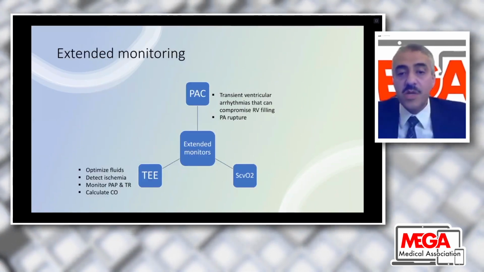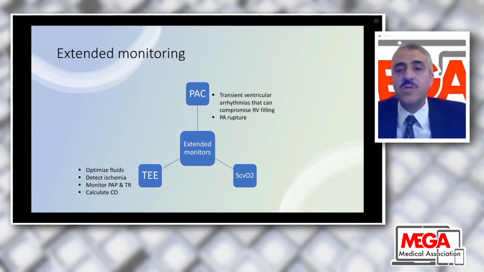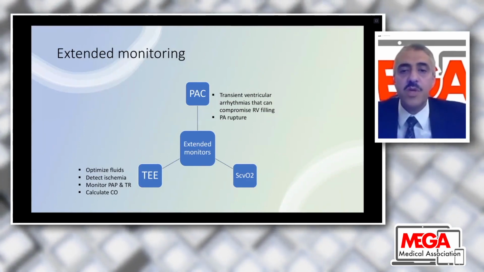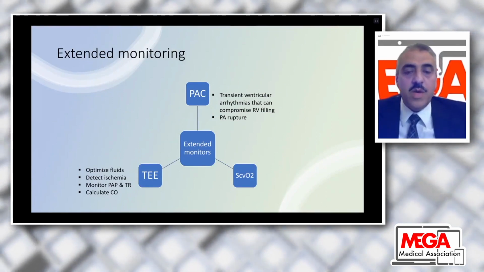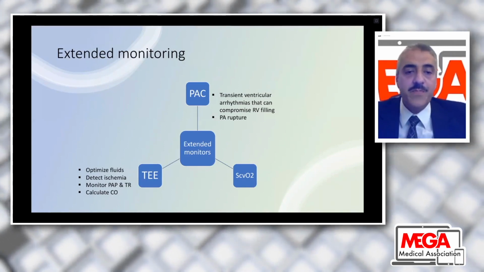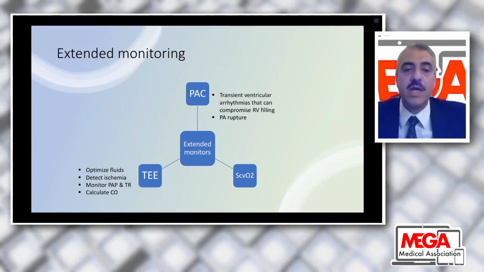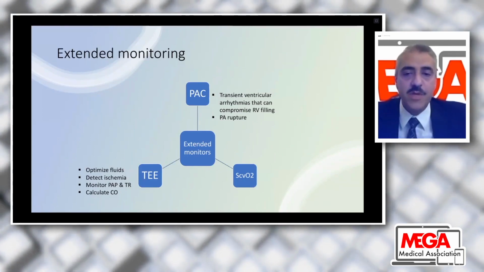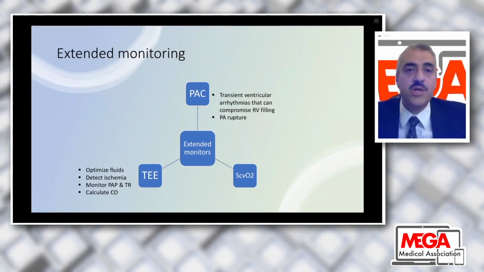And there are advanced or extended monitors like the use of pulmonary artery catheter. However, pulmonary artery catheter induces transient ventricular arrhythmias and might induce pulmonary artery pressure, so it is not indicated in these patients. We can also use the TEE, which optimizes the fluid use, detects ischemia, monitors pulmonary artery pressure and tricuspid regurgitation, and also helps in management of the patient intraoperatively. Also, we can use the central venous oxygen saturation.